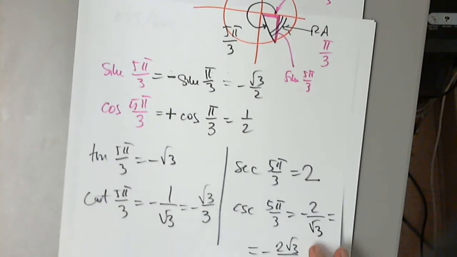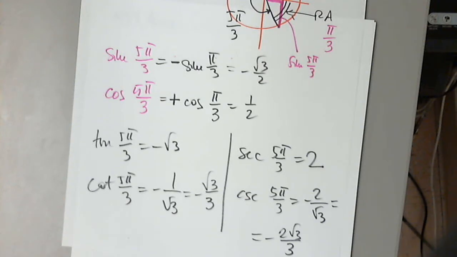I can go back. You want me to go back? Just to the tangent, cotangent, secant. Yes, of course. Should you put this on?